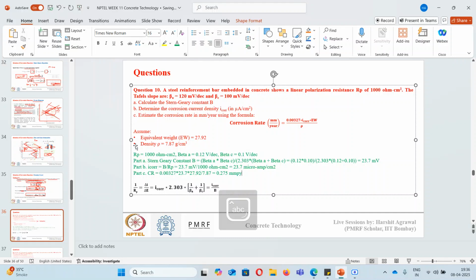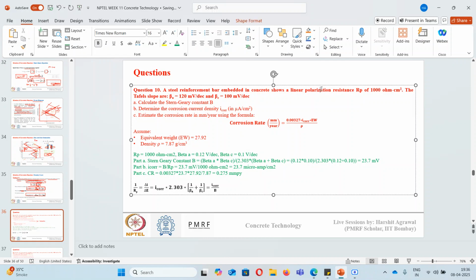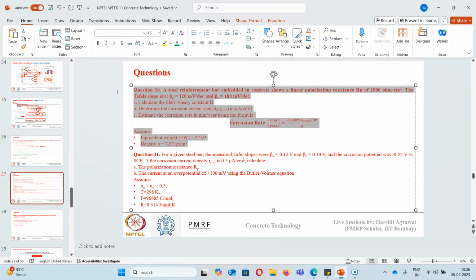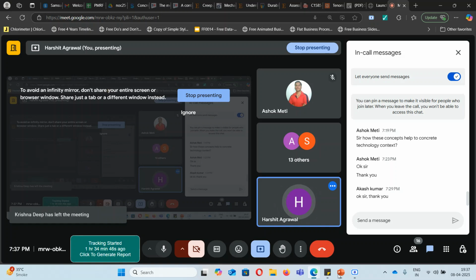So this is how whatever experimental data we derive helps us to calculate the corrosion rate, the corrosion current, and the Tafel constants. This is how this application is done with the experimental data. Now just try to solve question number 11 also, the same application with just a little change. Try to do this. Any doubt in the first numerical, how I have applied the formulas?